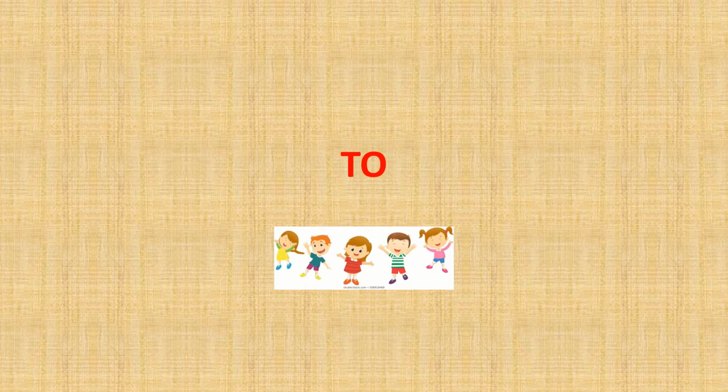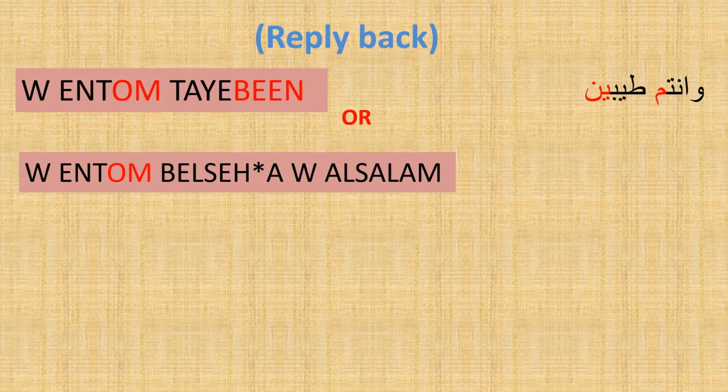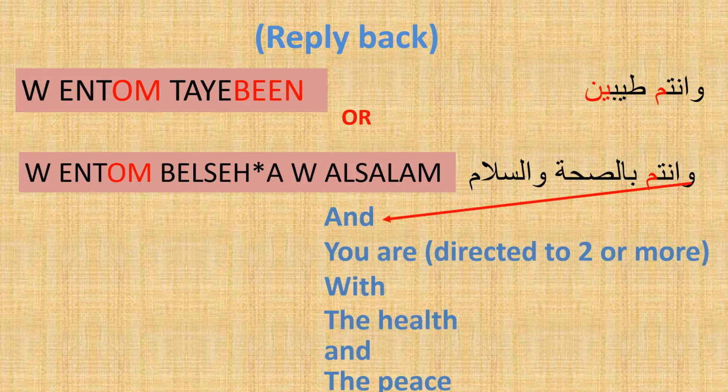Okay, so if a group of people, two or more, tell me كل سنة وانت طيب, or كل سنة وانتي طيبة, I can say وانتم طيبين. Or وانتم بالصحة والسلام for a group of people. So we had وانت for a male, وانتي for a female, وانتم for two or more. So وانتم, و and انتم, you are بالصحة, with the health, و and السلام, the peace.